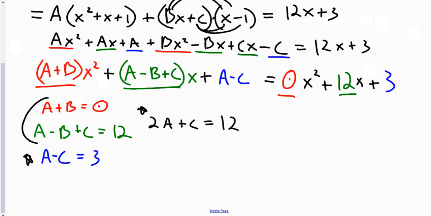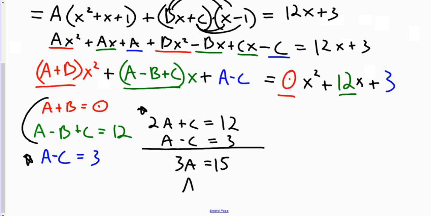If I have two unknowns, two equations, I can solve that. So a minus c equals 3. Let's eliminate my c by just adding these together. So I get 3a is equal to 15. So therefore a is equal to 5.